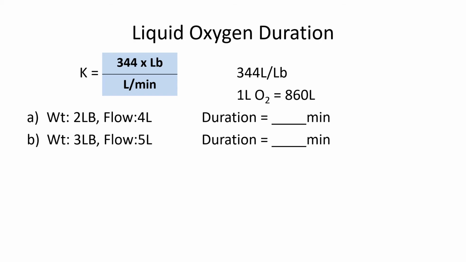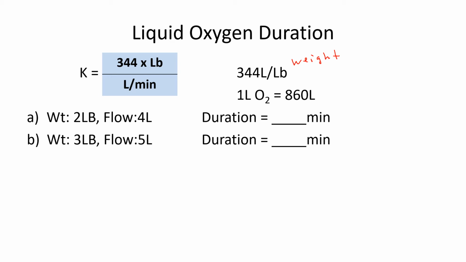Liquid oxygen. So we can measure it by volume or we can measure it by weight. So the conversion factors are given to you. If you are measuring it by weight, if you take that cylinder empty and filled, the difference will be how much liquid oxygen you have. So for every pound of liquid oxygen, that's going to convert to 344 liters of gas.